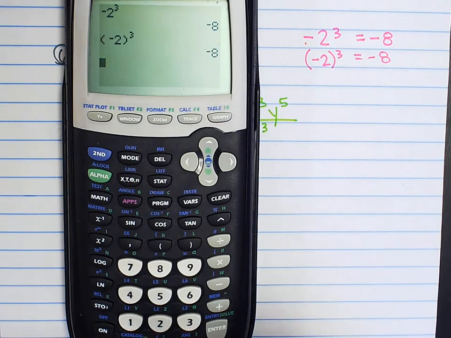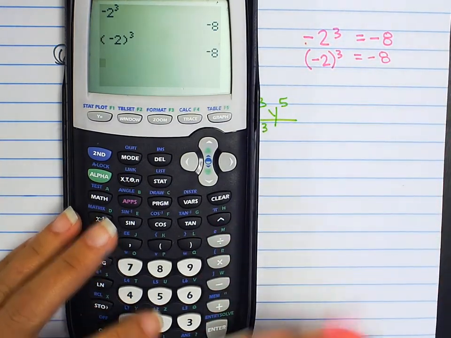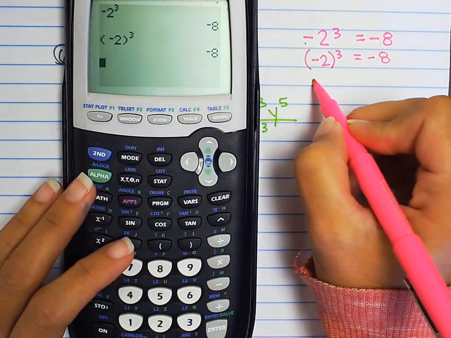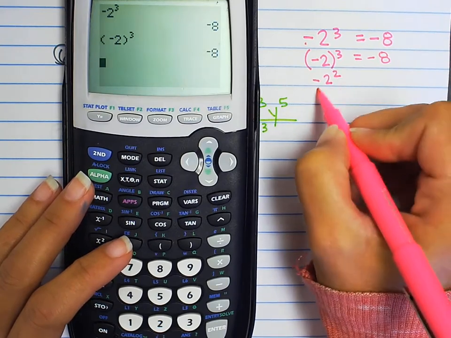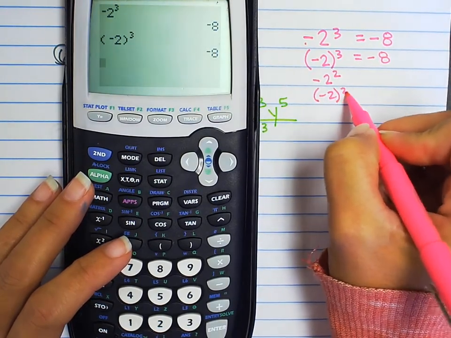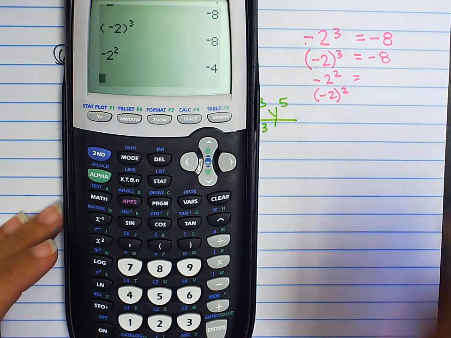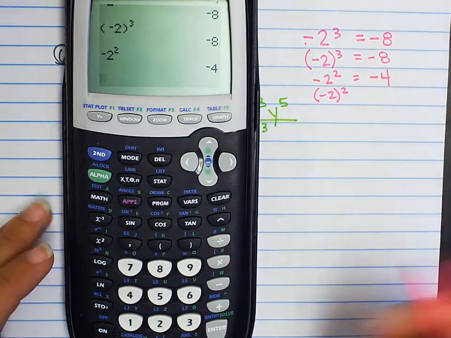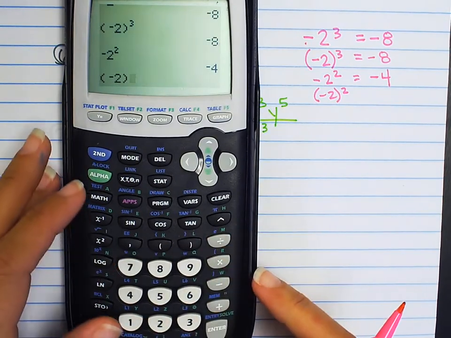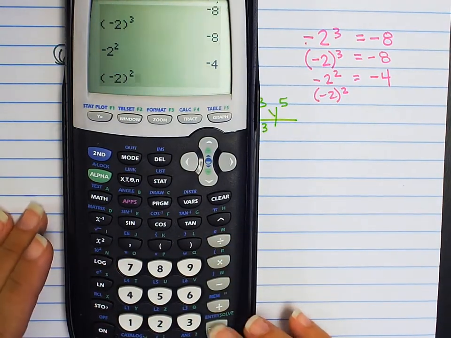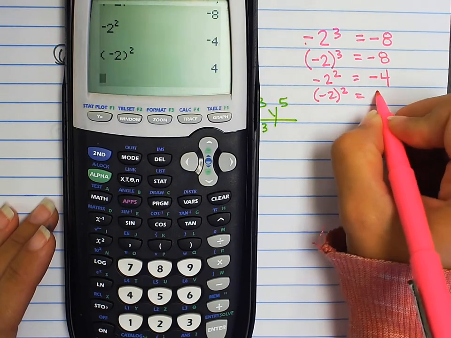So let's say that this was negative 2 squared. Let's do it with squared. Negative 2 squared versus negative 2 in parentheses squared. Negative 2 squared is negative 4. But open parentheses, negative 2 close parentheses squared is positive 4.